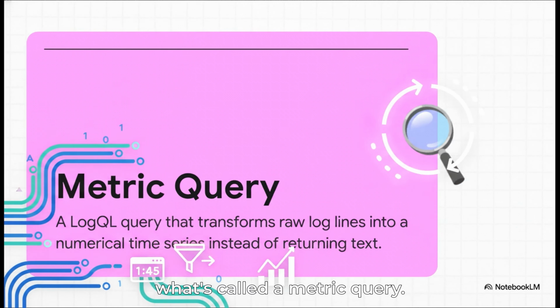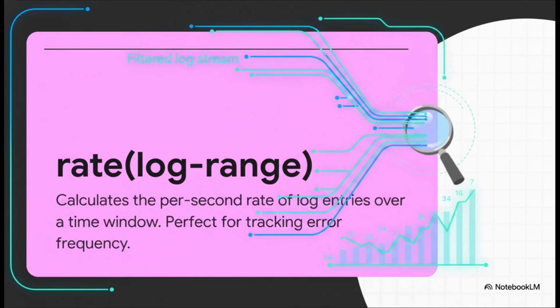We're about to write what's called a metric query. We're going to use the same building blocks we already have, the stream selector and the line filter. But now we're going to wrap them in a function that doesn't return text. Instead, it's going to return a number that's been calculated over time. And the perfect tool for this job is the rate function.